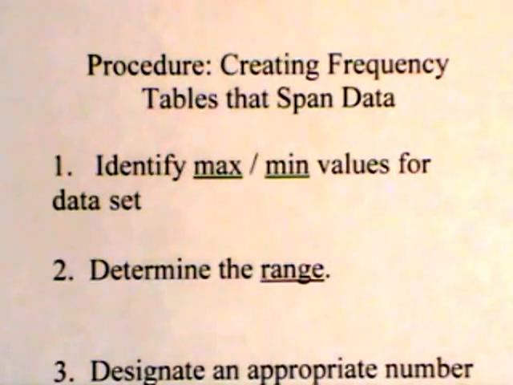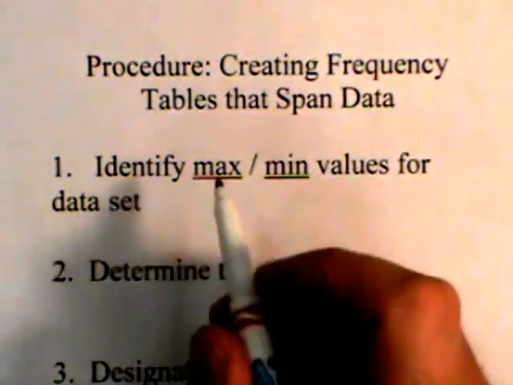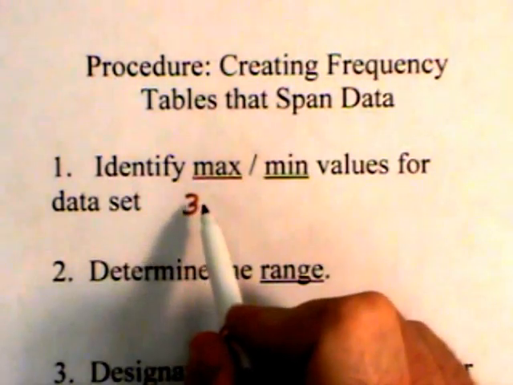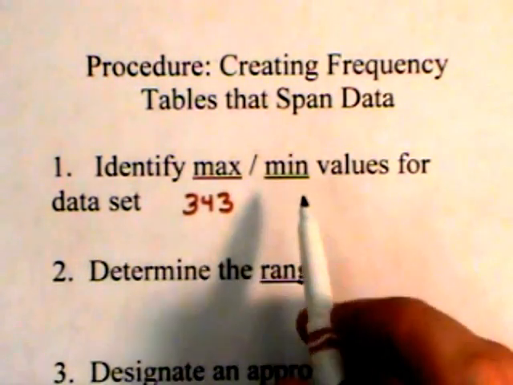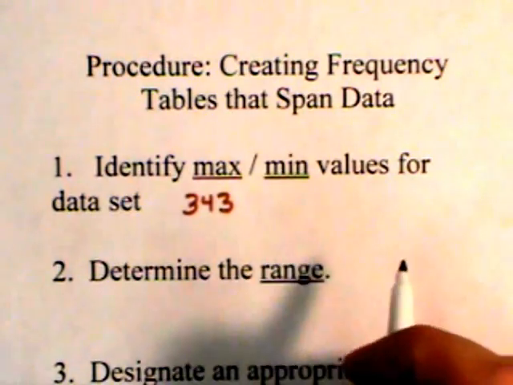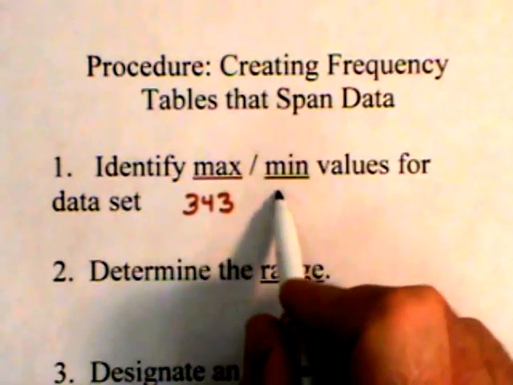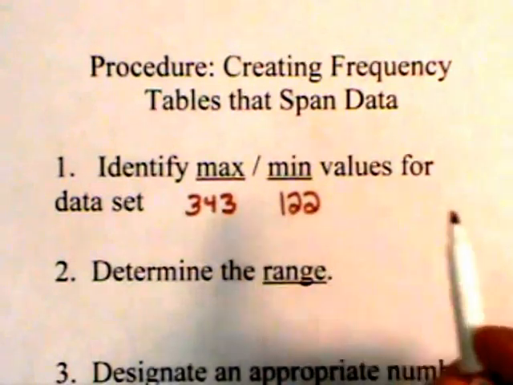We're going to outline the procedure for creating frequency tables that span data. The first step is to identify the maximum and minimum values for any data set. For this example, I'm just going to make up numbers. As I look at my hypothetical data set, I find that I have a maximum value of 343. I also find the minimum value, the smallest value of the data set, and I find that to be 122.